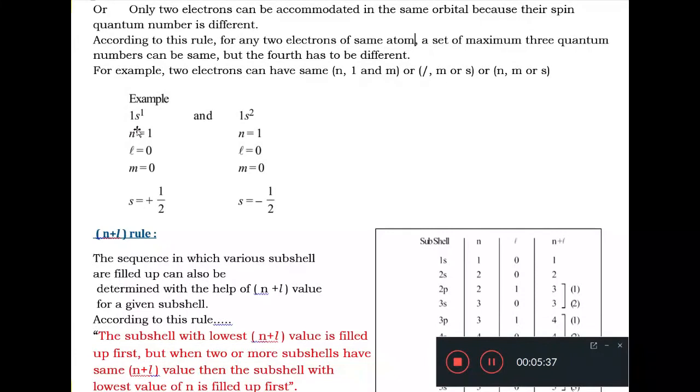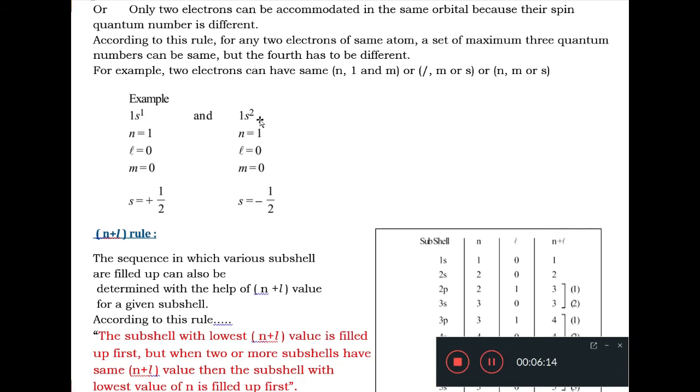For example, the electrons in the first shell, here 1s1 and 1s2. If I have to write the quantum numbers for the first electron, n is equal to 1, means shell is 1, l is equal to 0, it means subshell is 0, because for s, l is equal to 0. m is the magnetic quantum number which depends on the value of l. If l is 0, m is also 0. For the first electron, spin quantum number is plus half.